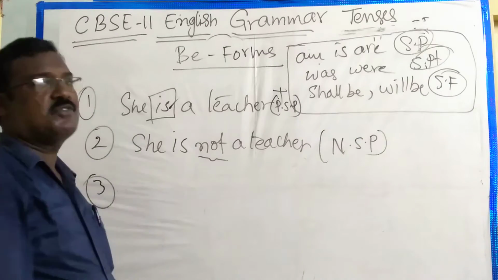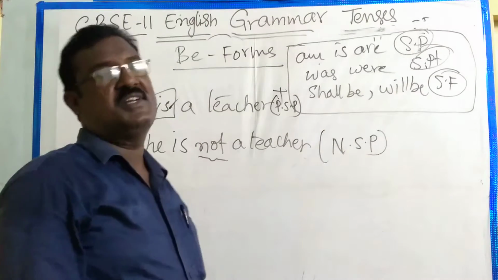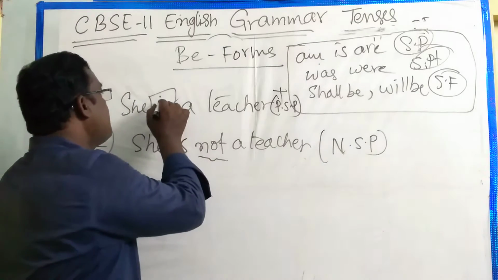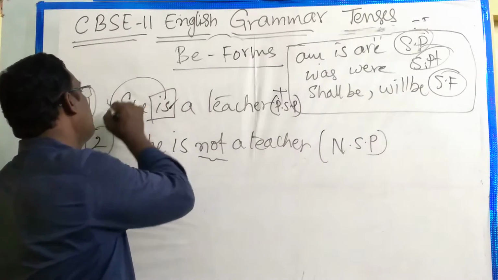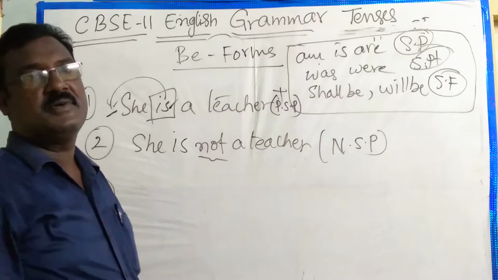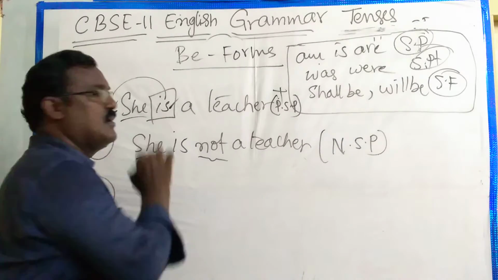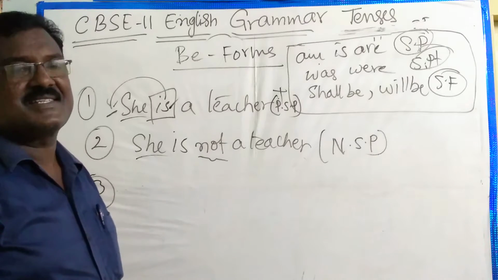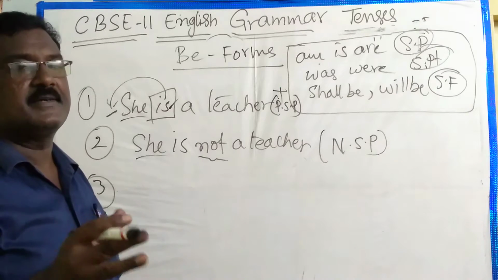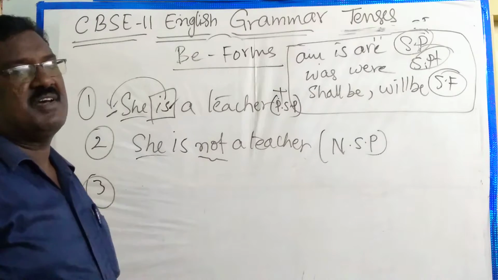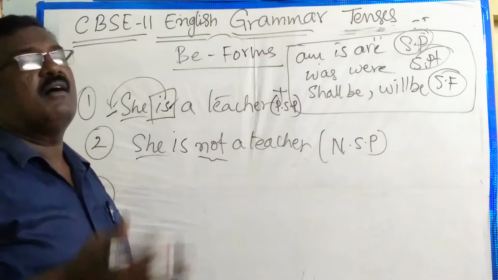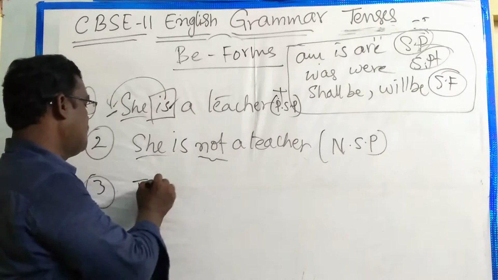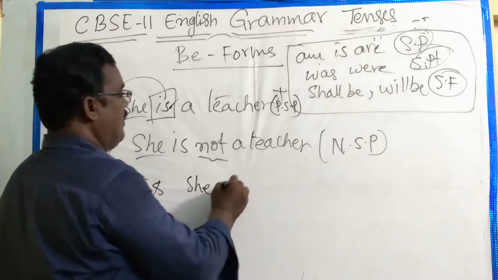Now we are going to form a question with this sentence. A question is nothing but an interrogative sentence. For an interrogative sentence, we have to write "is" in front of the subject. Subject is nothing but person, place, thing. Thing means animal or flower, whatever it might be, living thing or non-living thing. Now "is" we have to keep before it: Is she a teacher?